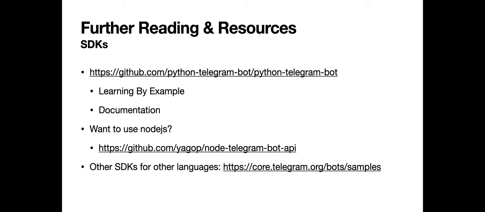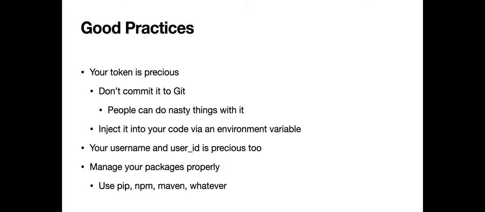And if JavaScript and Python are still not your languages, there are many, many SDKs for other languages, right? Okay, so some other good practices with Telegram bots. The API token that we created is precious. So please do not commit it to Git or something of that sort, right? Because people can do nasty, nasty things with it. People can hijack your bot.